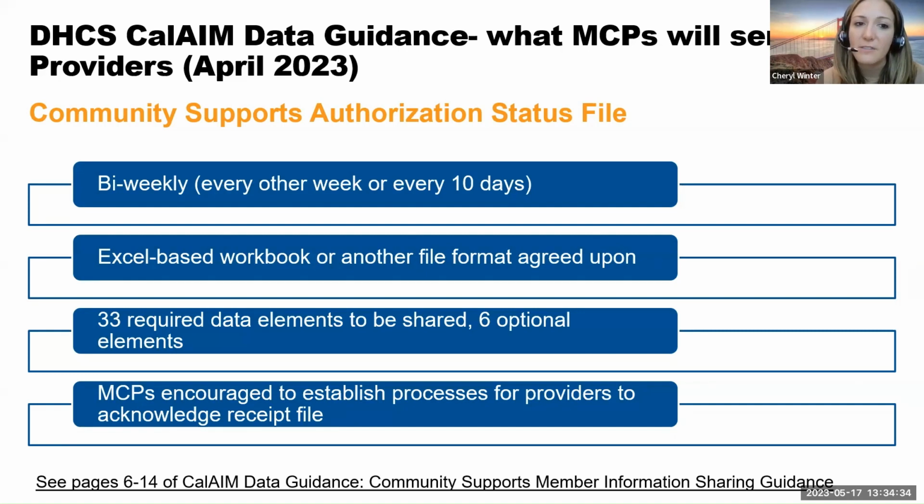There are 33 data fields that the plans are required to share with you. There are 6 additional fields that are optional. So the data fields that are required include things like patient's first name and last name, the start date that they were authorized for a community support, which community supports were they authorized for, the client identification number, that is the Medi-Cal CIN, race and ethnicity. There are a number of data elements that the plans must share with you. And then there are some that are optional.